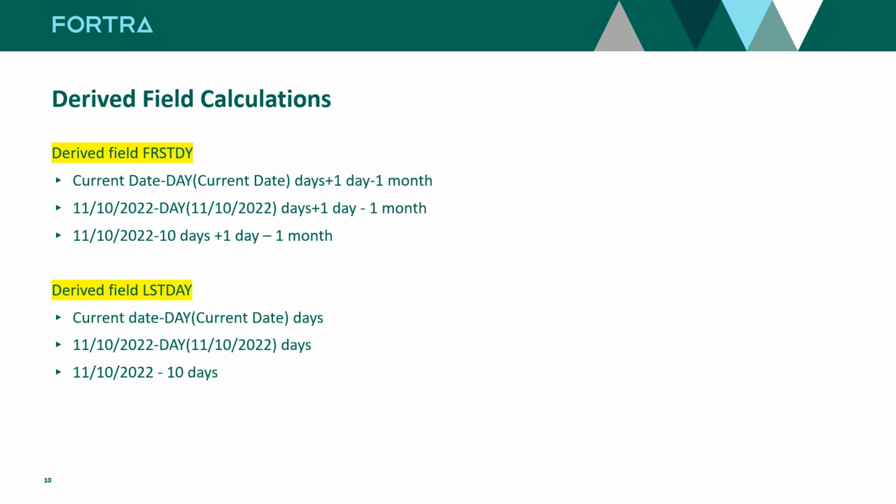In here, we just have a breakdown of the two calculations. For the first day of the previous month, this calculation uses the current date function. I ran this query using today's date, so the calculation would break down to current date, which today is November 10th, minus 10 days plus 1 day, minus 1 month, which would give you the first day of the previous month. The last day calculation breaks down to current date minus 10 days, which would give you the last day of the previous month.